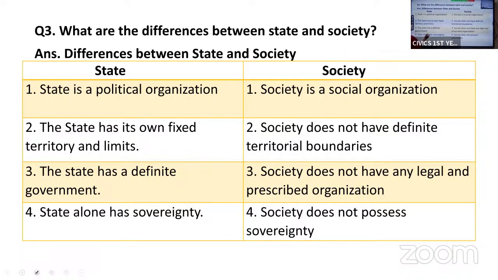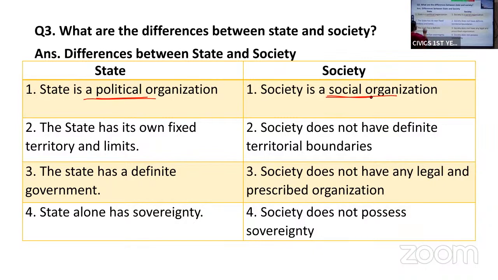So what is a state? We know the state is a political organization. And we have also learned about society. In the first chapter, we discussed sociology. Sociology studies society. So what is society here? It is a social organization. State is a political organization. Society is a social organization.